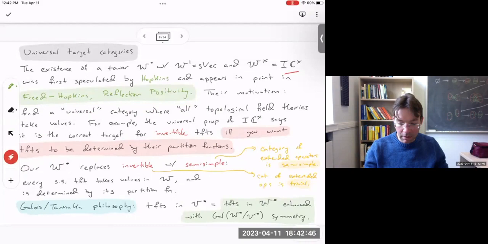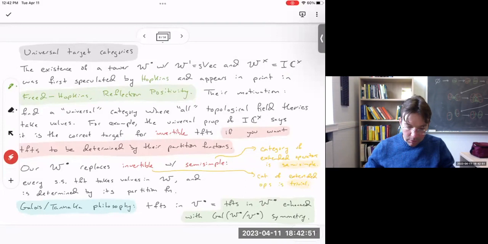And the reason why Dan Freed and Mike Hopkins thought to look for this tower was that they weren't originally after algebraic closure theory in general, or higher Galois theory. What they were after was a more vague notion that they wanted to find a universal category where all quantum field theories, or at least all topological field theories, take values. And one of the things that they explain in the beginning of their reflection positivity paper is that IC cross itself is the correct universal target for invertible topological theories.